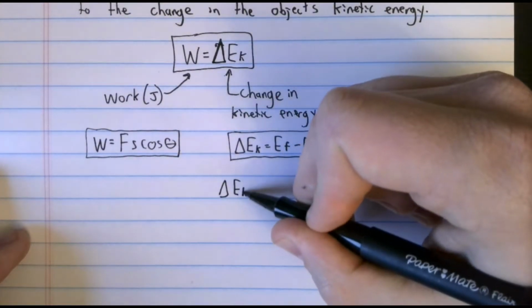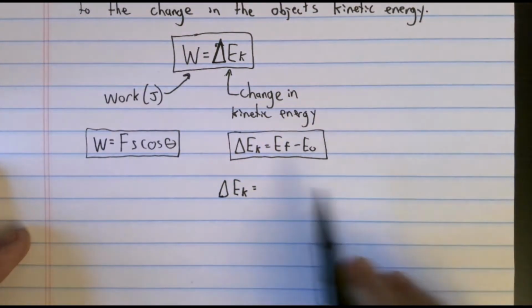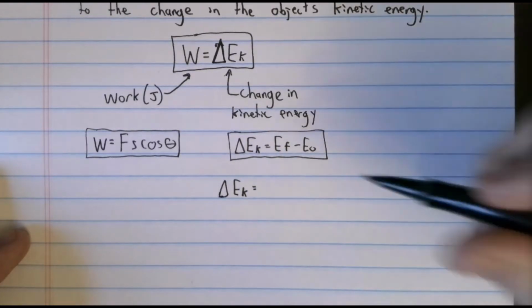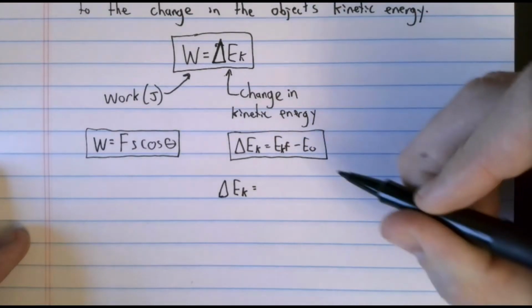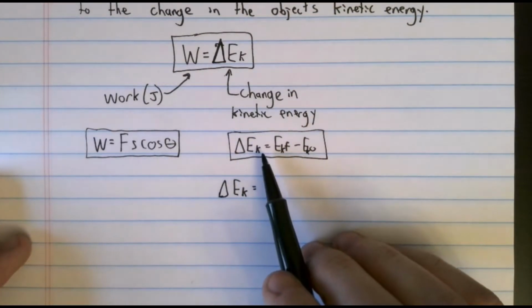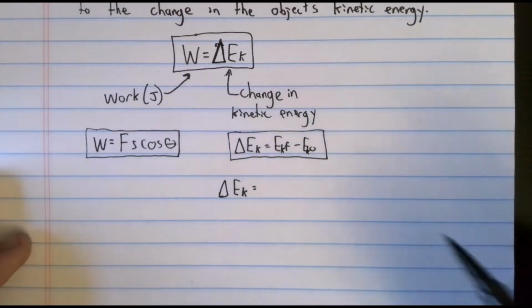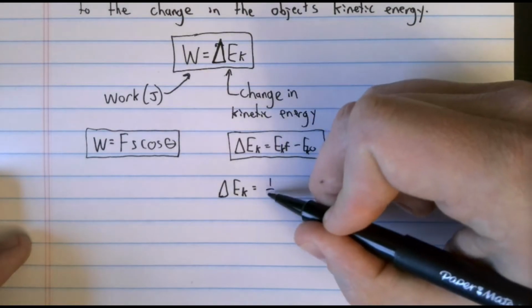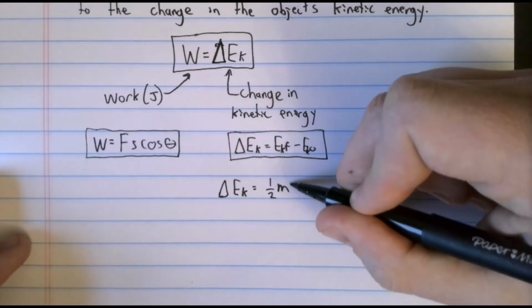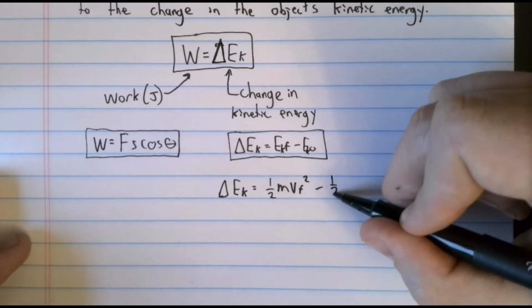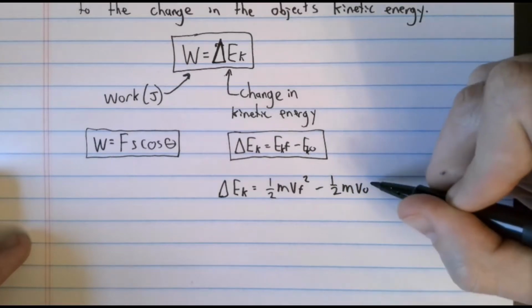Well, you'll see that in the next line. Delta EK can also be written like this. EF would be the kinetic, well, that's EKF. Let me put that in there. EKF, EKO. Sorry about that. So it's delta EK equals EKF minus EKO. EKF would be expanded out like this: 1/2 mvf squared, and the counterpart would be 1/2 mvo squared.